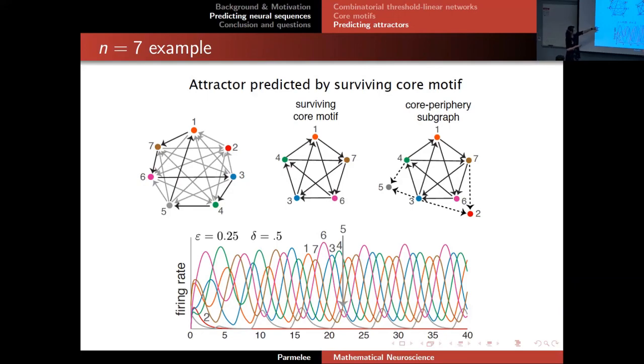And then I'm going to look at how the other neurons are connected, right? So just those core neurons. So the 5 receives from 3 and 4 from the core motif. 2 receives from 3 and 7.